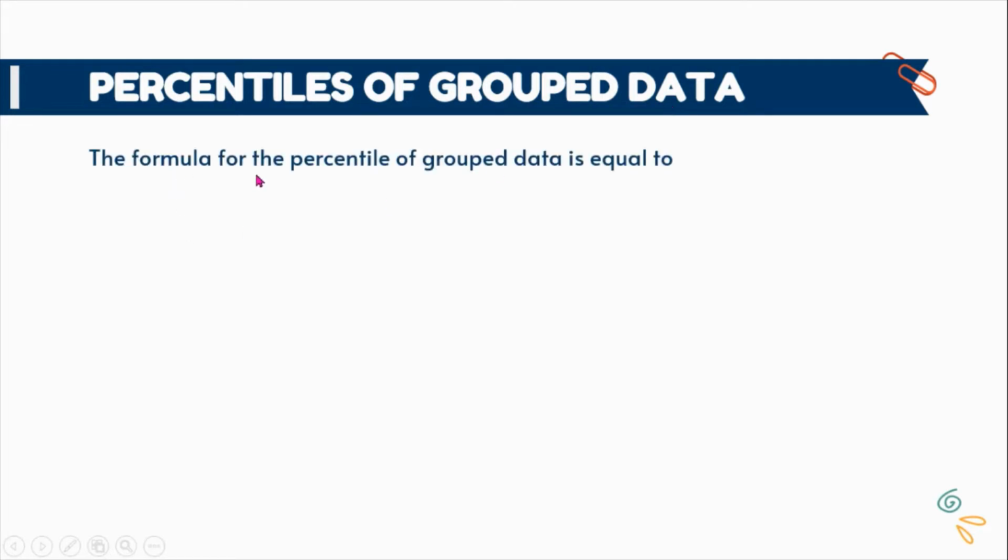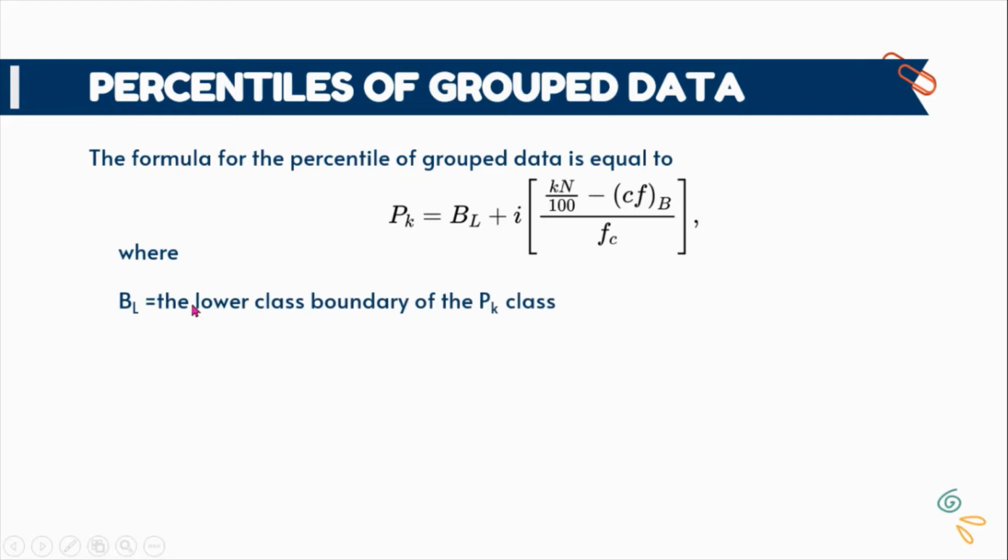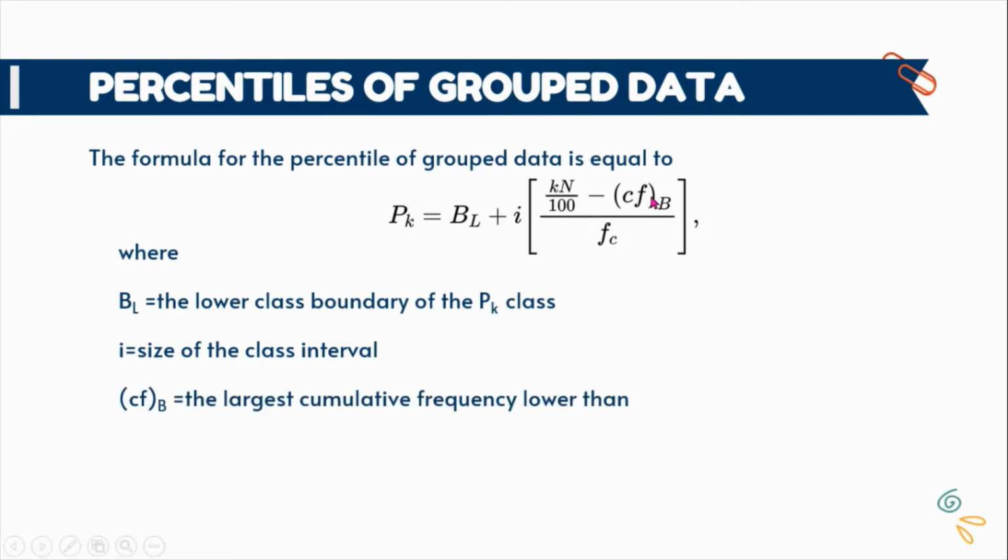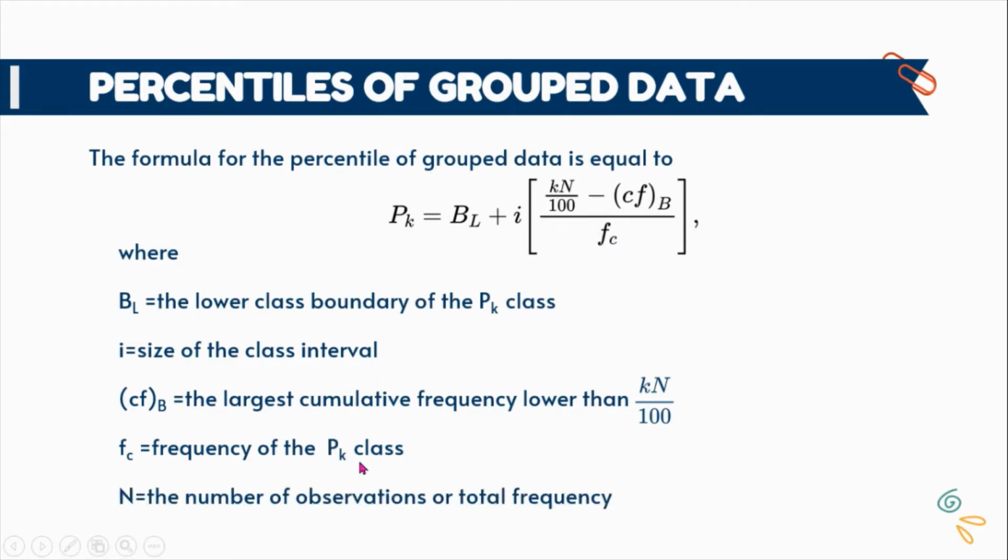The formula for the percentiles of group data is P sub k is equal to B sub L plus I times the quantity of Kn over 100 minus Cf sub B, all over F sub C. Where B sub L is the lower class boundary of the P sub K class or the percentile class, I is the size of the class interval or the class size, Cf sub B is the largest cumulative frequency lower than Kn over 100, F sub C is the frequency of the percentile class or the P sub K class, and N is the number of observations or total frequency.